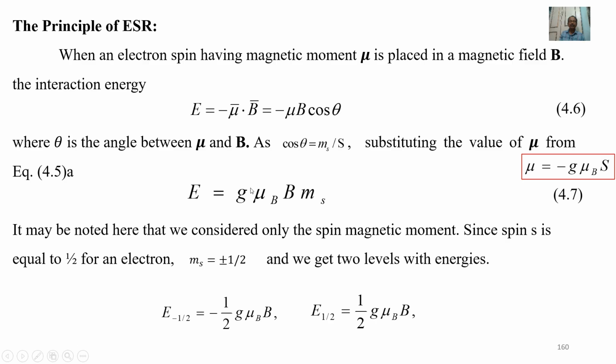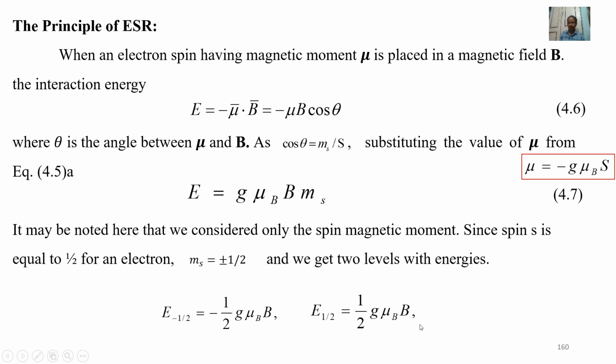Then we have E equals, substituting for mu from equation 4.5, g mu B B ms. It may be noted here that we considered only the spin magnetic moment. Since spin S is equal to 1 by 2 for an electron, instead of ms we can substitute plus or minus 1 by 2. Then we have two levels with the energies, E minus 1 by 2, which is minus 1 by 2 g mu B B, and E 1 by 2, which is equal to 1 by 2 g mu B B.